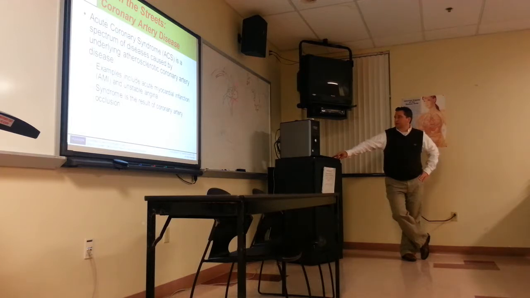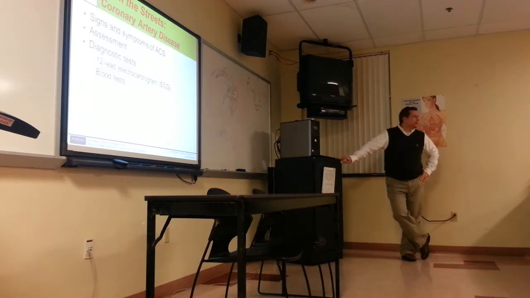Coronary artery occlusion. What's an occlusion? Blockage. ECG, you know about these? Blood tests. Why do we do blood tests? Cardiac enzymes. What cardiac enzymes? After you have an MI. After a patient has an MI. Why? Because it may not actually show up on your 12 lead.